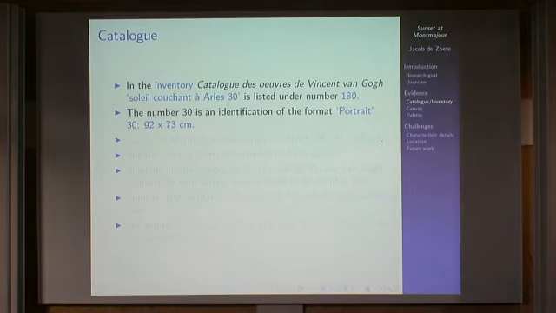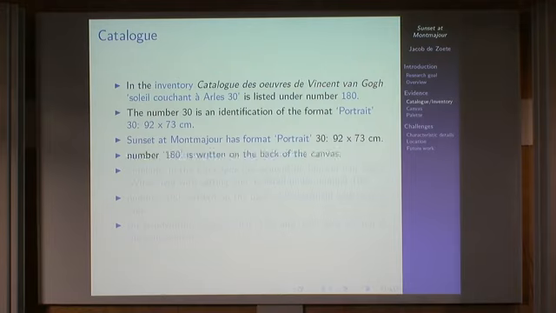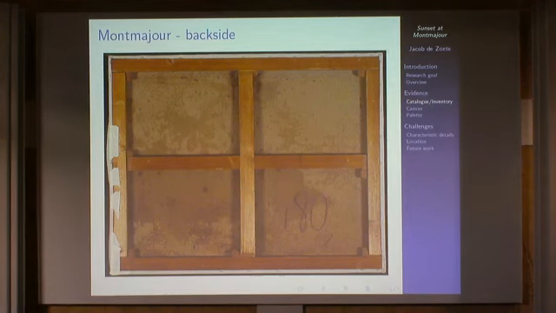So the number 30 here is an identification, at least I believe, of the portrait format, which was a standard format for canvases that you could buy, which is this 92 by 73, and also the painting Sunset at Montmajour has this format, so I believe that this links to the size of the painting. Furthermore, the number 180 is written on the back of the canvas, as you can see here.